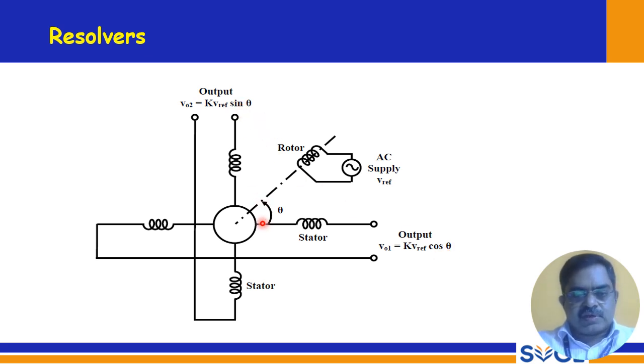Simple trigonometric principle here, and this is the theta, and this is the rotor, and AC supply is given to the rotor. It is similar to LVDT, the only difference being that the rotor can be varied from 0 to 90 degrees. This is a simple resolver construction.